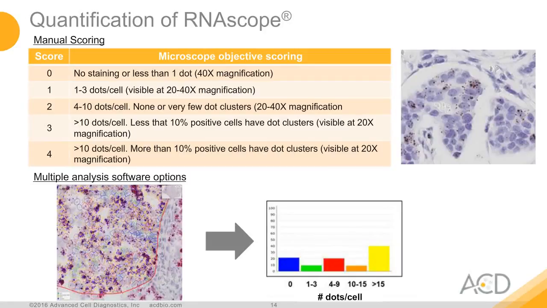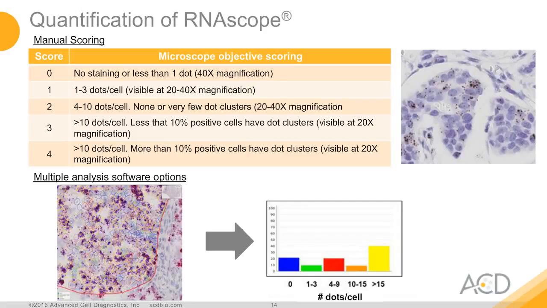RNAscope data can be analyzed by both a semi-quantitative and quantitative method. With a semi-quantitative method, a score is assigned to a sample based on the average number of dots per cell. Shown here at the top is the semi-quantitative scoring system that ACD has generated for the assay. While a score of 0 has no staining or less than 1 dot for every 10 cells, a score of 4 has greater than 15 dots per cell.